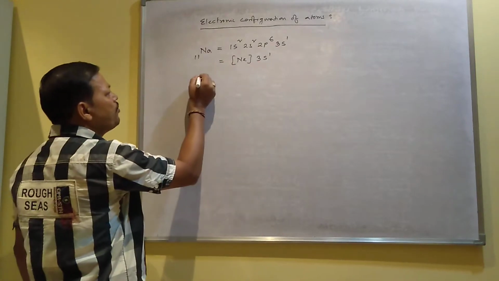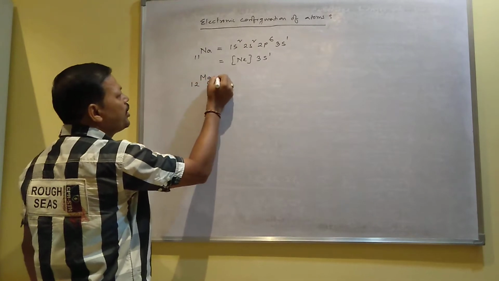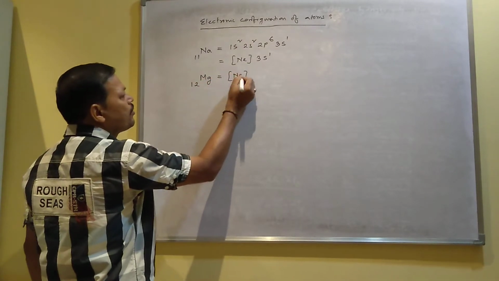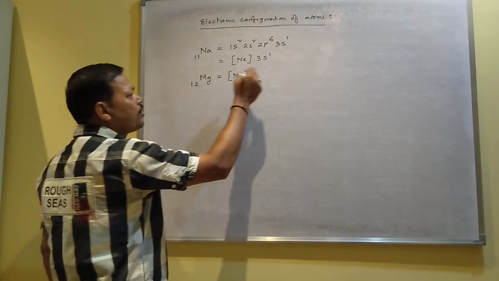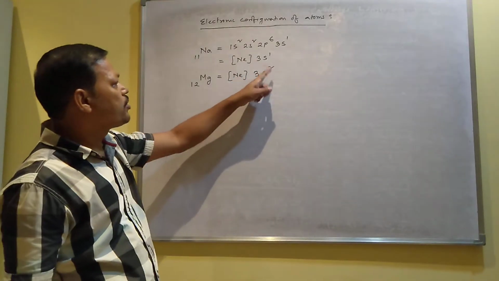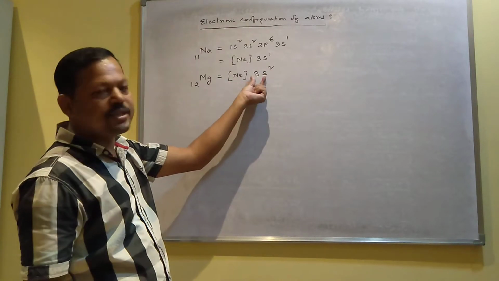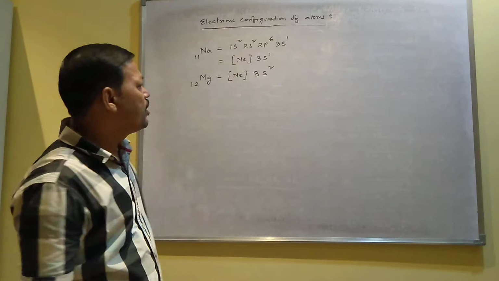So after sodium you will get magnesium, atomic number 12. In bracket you can write neon, I mean 10 electrons gone, then you can write 3s2. Another 2 electrons. Neon means 10 electrons, another 2 electrons will be in 3s. So now 3s is filled up, then you have to move to 3p.